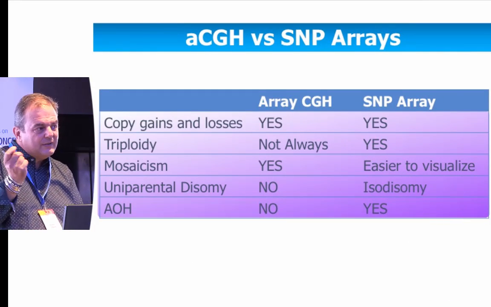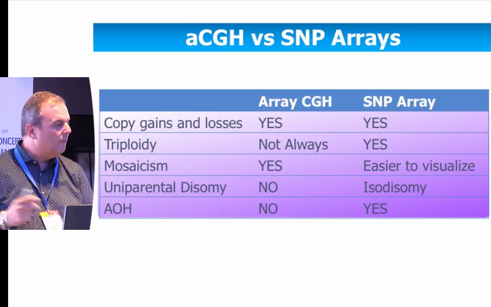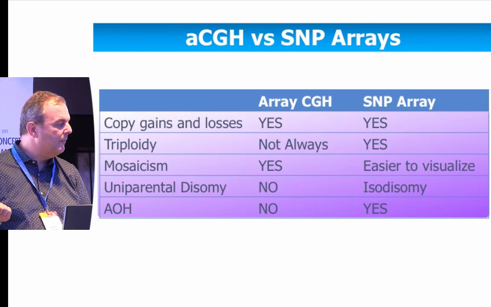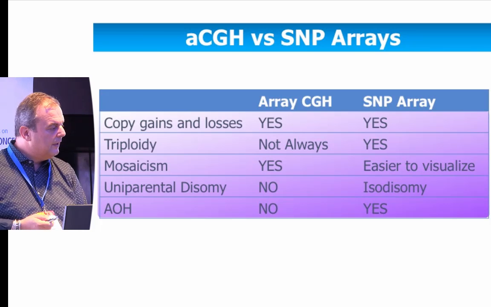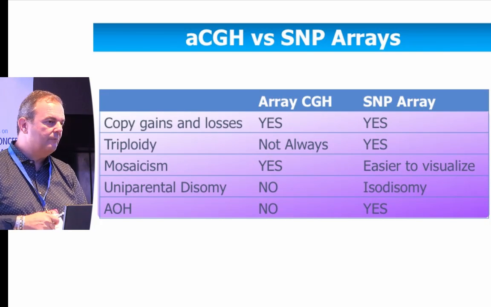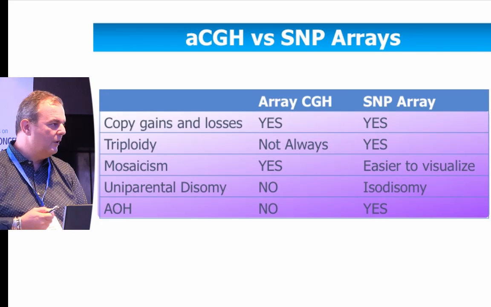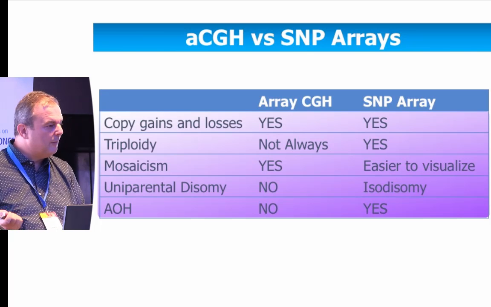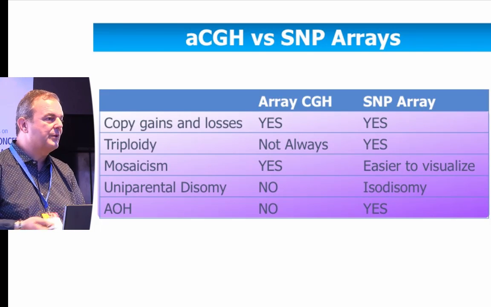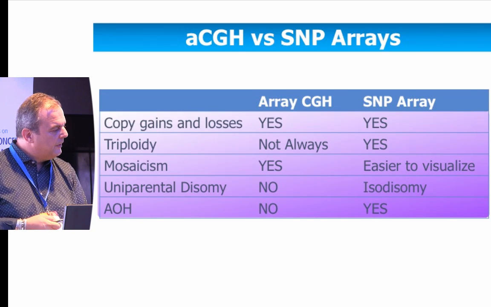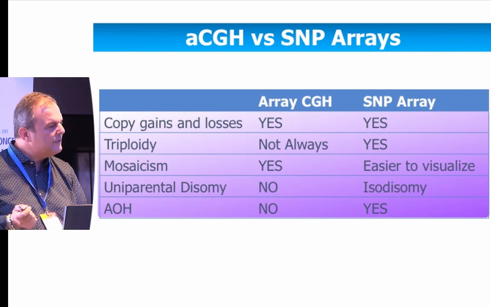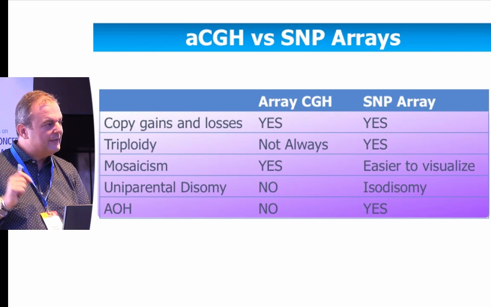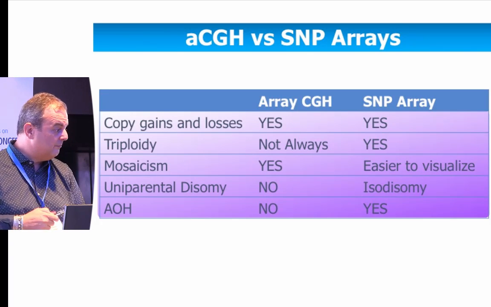So the main difference between the two platforms is, well, both are suitable, of course, for copy number gains and losses. With array CGH, you cannot always detect triploidy, almost never. In prenatal diagnosis, this is not an issue at all because, as I mentioned, all samples have microsatellite analysis first anyway. Mosaicism is probably a little bit easier to visualize using a SNP array rather than an array CGH, but array CGH probably has a higher sensitivity in detecting low-level mosaicism.